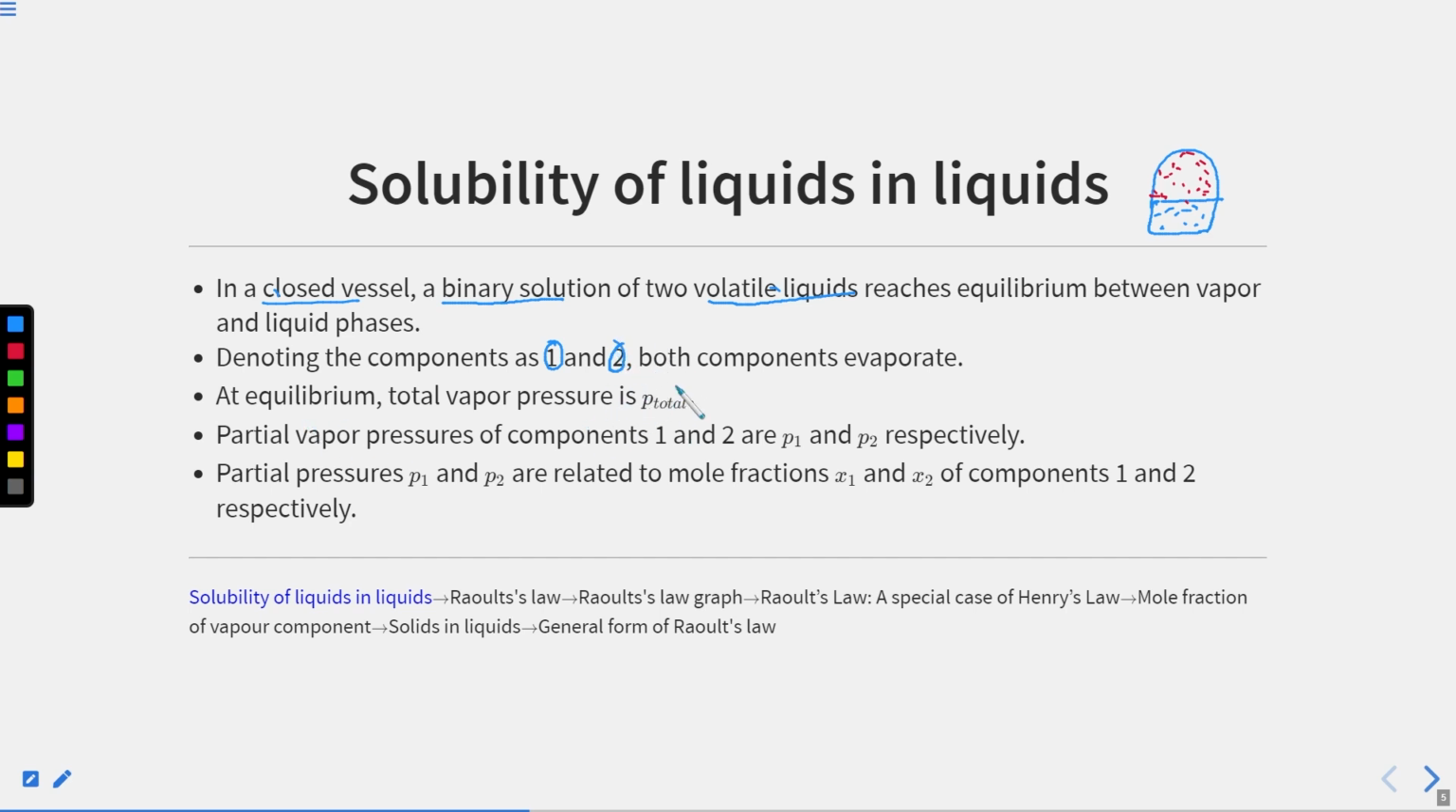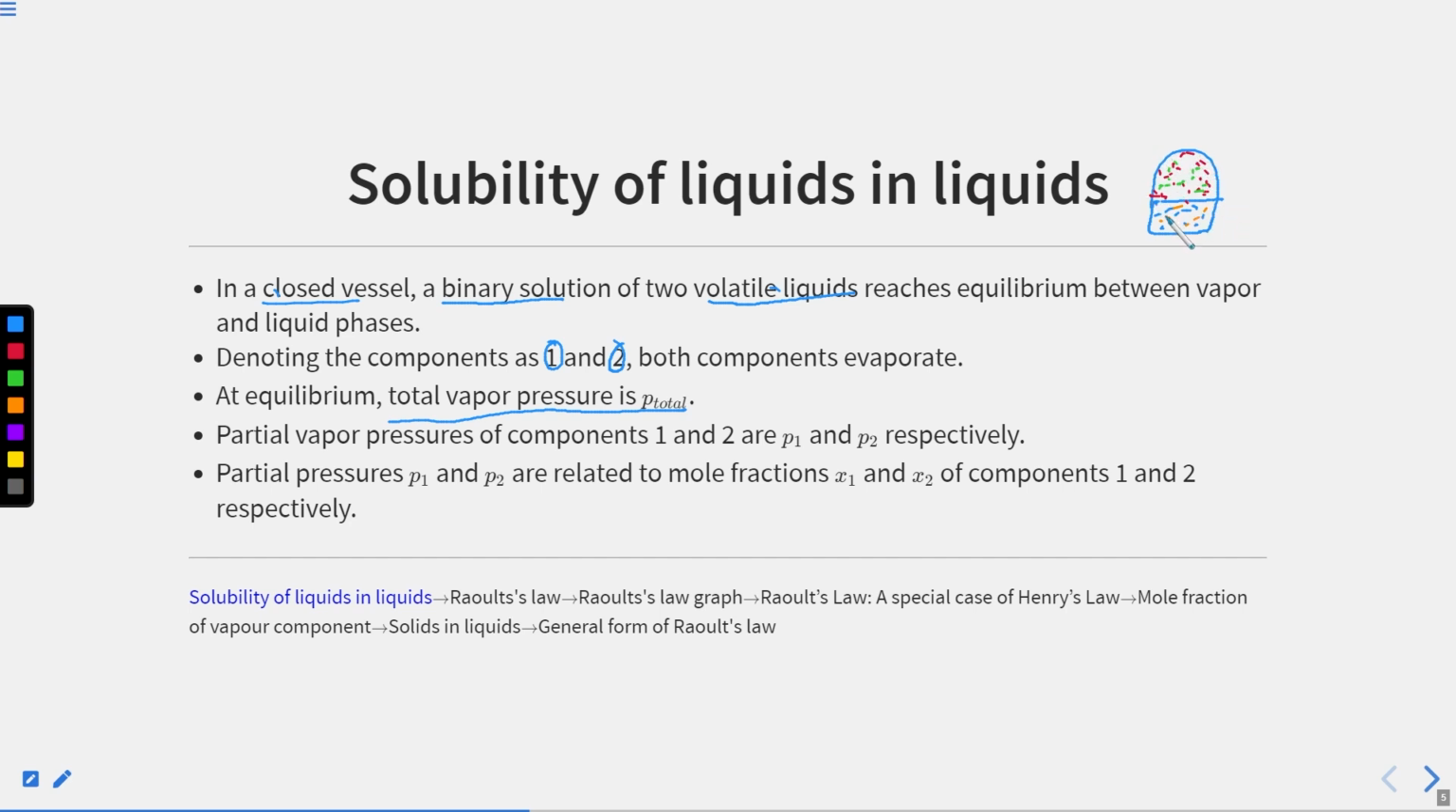Now at equilibrium, the total vapor pressure is considered to be P total, because it contains two types of liquid. So keep this in mind, it is a binary solution. It contains two types of liquid, and both of these go to the vapor phase. We will talk only about this vapor phase.